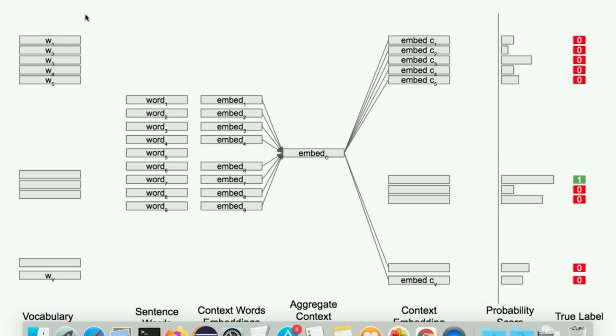So hopefully that gave you a conceptual understanding of how Word2Vec works, specifically how the training happens in Word2Vec and how the word vectors and the contextual vectors are updated.